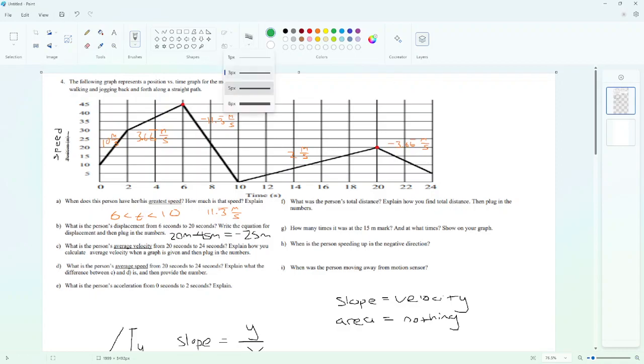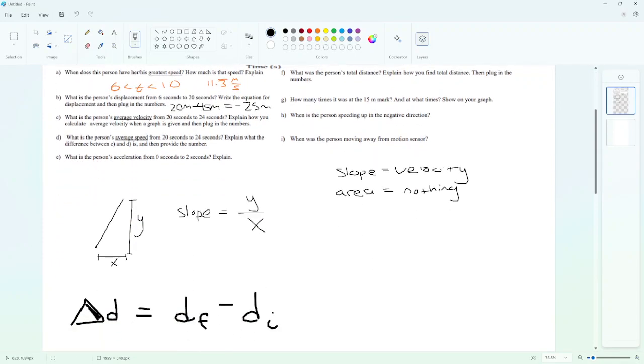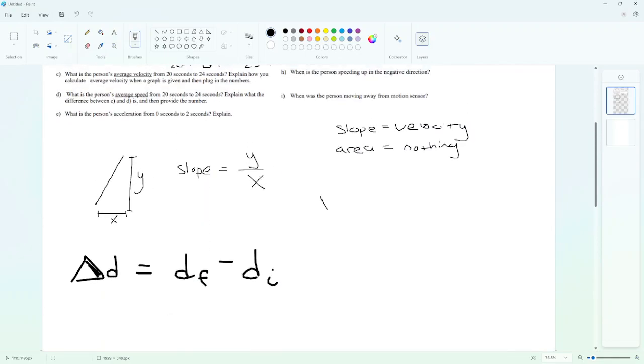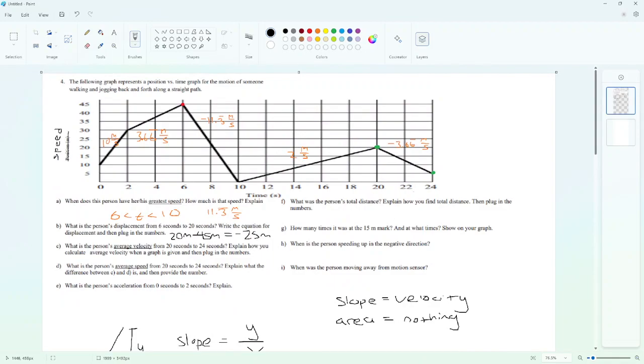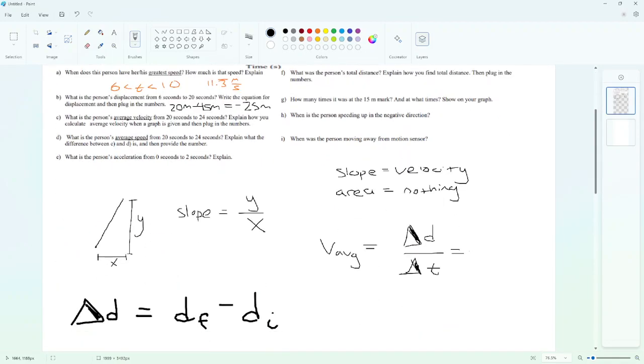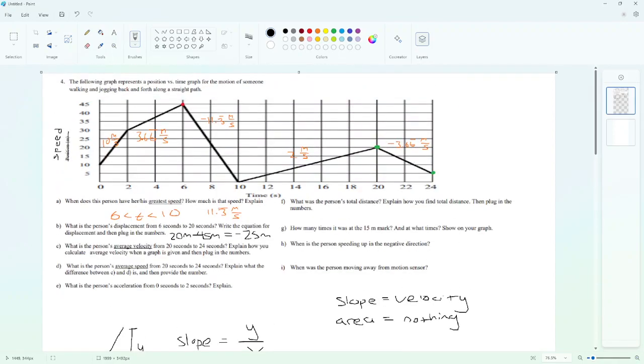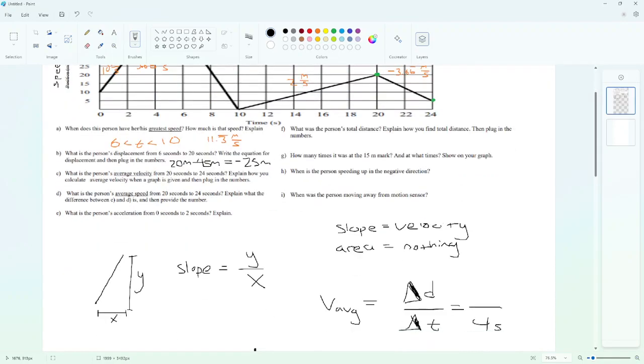So now we are dealing with from here to here, 20 seconds to 24 seconds. Let's go ahead and recall the formula for average velocity. Velocity average is going to be equal to change in displacement over change in time. So the change in time is going to be equal to 4 seconds. And the displacement is going to be equal to 15 meters.